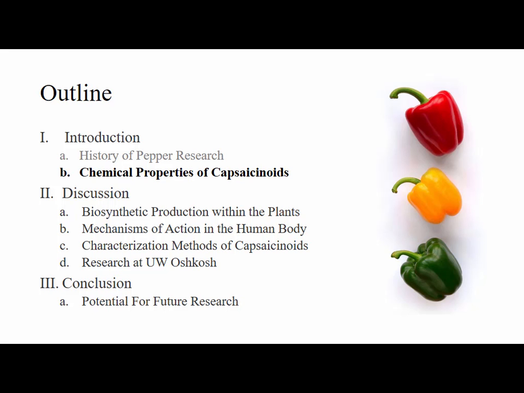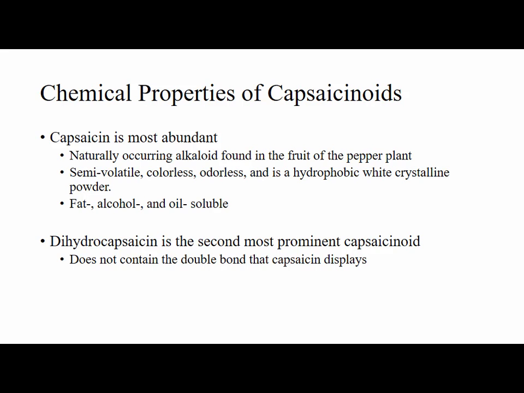All right, next I'm going to talk about some of the chemical properties you need to know for this presentation. Capsaicin is the most abundant and naturally occurring alkaloid which is found in the chili pepper fruits. It is semi-volatile, colorless, odorless, and a hydrophobic white crystalline powder. And it is also fat, alcohol, and oil soluble.